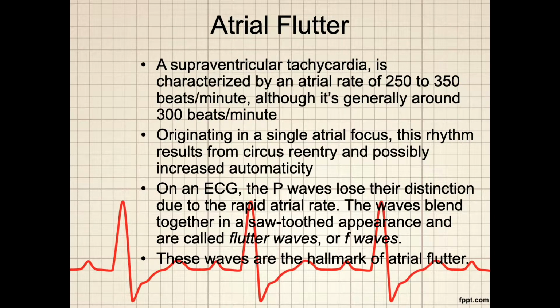SVT. It's characterized by an atrial rate of between 250 and 350 beats per minute, although it's generally around 300 beats per minute. It originates from a single atrial focus, and this rhythm results from circuit reentry and possibly increased automaticity. On an EKG, the P waves lose their distinction due to the rapid atrial rate. The waves blend together in a sawtooth appearance and are called flutter waves, or F waves. Flutter waves are the hallmark of atrial flutter.